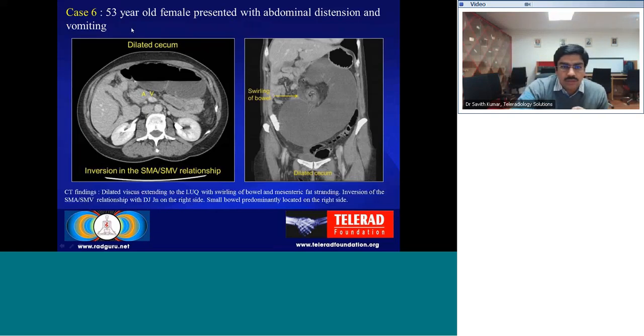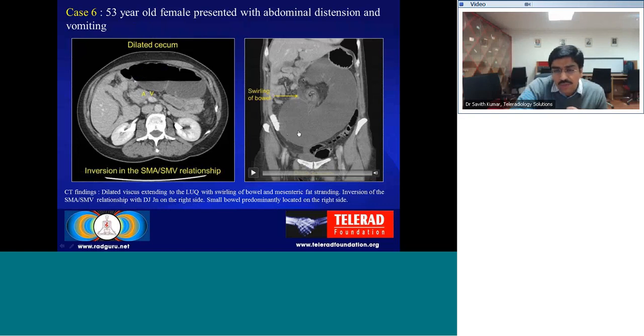So let's see a few illustrations. This is a 53-year-old female who presented with abdominal distension and vomiting. So what we see is a dilated large bowel, which is reaching up to the upper abdomen. There is an inversion of the superior mesenteric artery and superior mesenteric vein relationship.